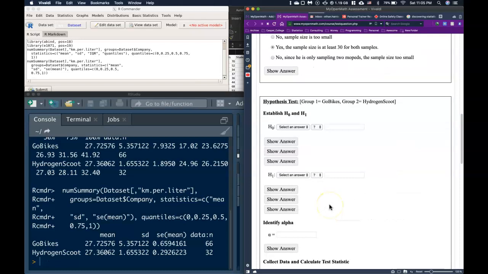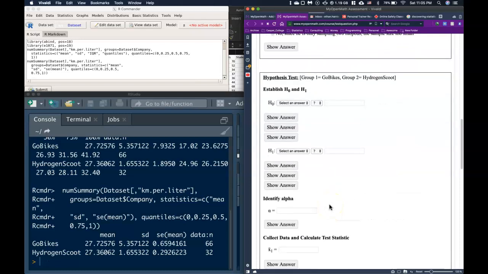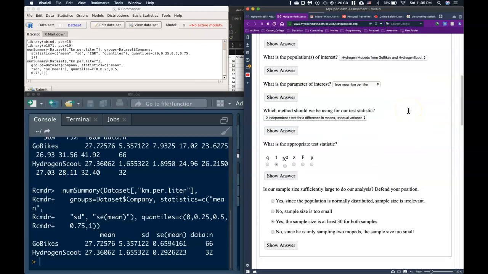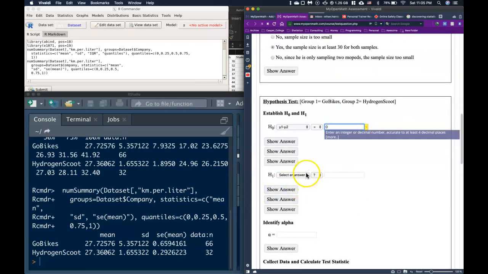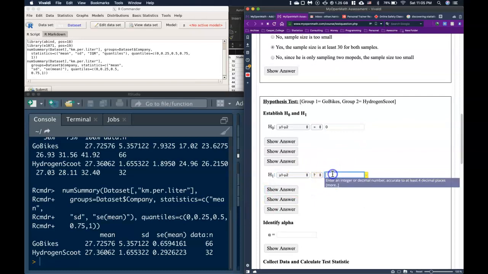Okay, so now we're ready to establish our null and our alternative hypothesis. When we grab this drop-down menu, we can see that we can either do mu1 minus mu2, pi1 minus pi2, or not applicable if our central limit theorem hadn't been satisfied. We're going to select mu1 minus mu2 because we're dealing with means and not proportions. We're going to say equals, and the baseline is that they are equal to each other. Our alternative hypothesis is going to be identical to the null hypothesis except for our inequality.